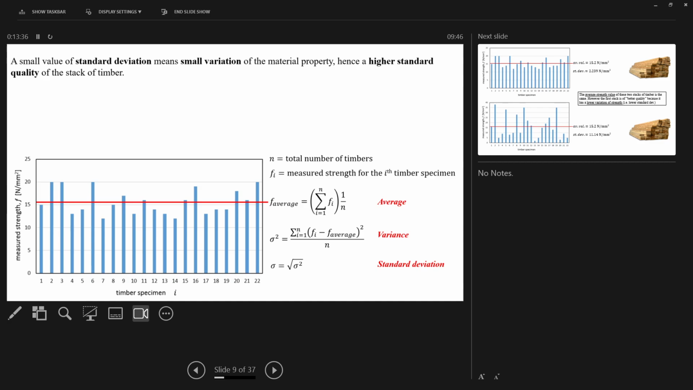So if we've got a stack of wood and the standard deviation is quite small, that means it's all roughly the same. If we've got a stack of wood and the variance is much bigger, that means your pieces of wood are a mile apart from each other. Does that make sense? So when we're buying wood, say C16 grade timber, we want the standard deviation to be quite small.